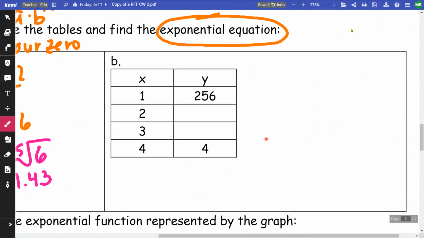On the next one, I'm going to go through the same process. It's a little smaller. So I'm going to have 256 times b. I'm going to have 256 times b squared. And this is going to equal 256 times b to the third. So I'm going to go 4 equals 256 b to the third.